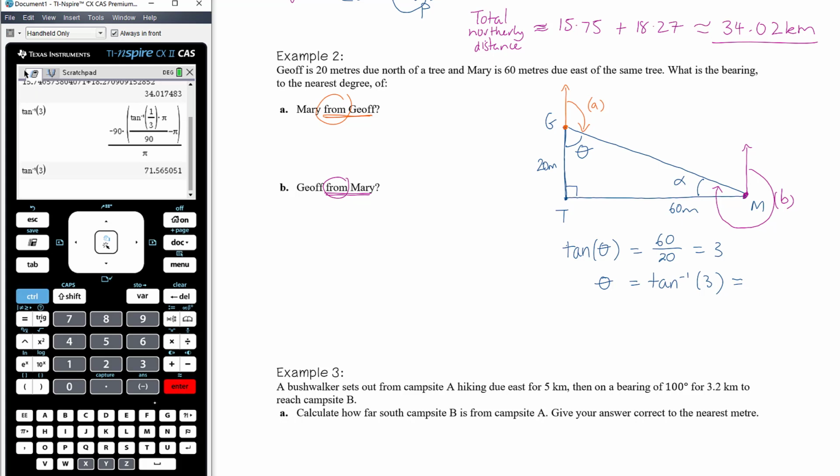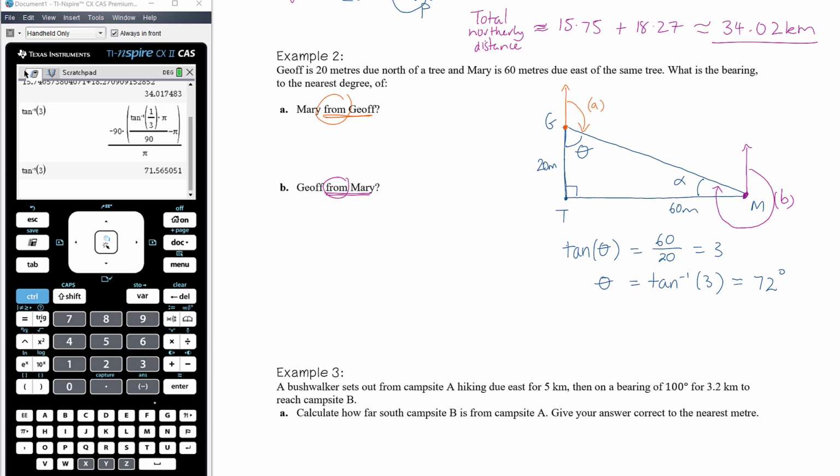Inverse tan of 3. You could write 60 over 20, that's fine, you don't need to simplify at this point. Control Enter for a decimal. So that angle is about 71 point, we only need nearest degree for final answer, so I'll just round this to one decimal place, 71.6 degrees. Actually, we can just round to the nearest degree, 72 degrees.